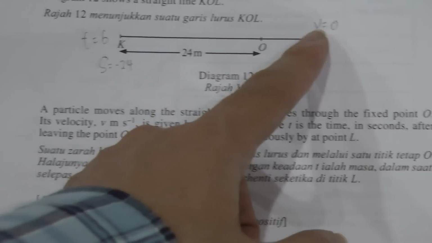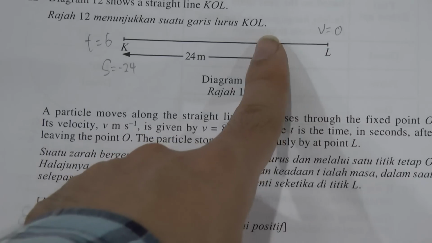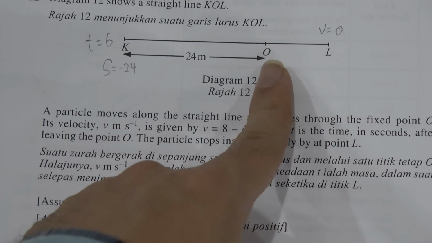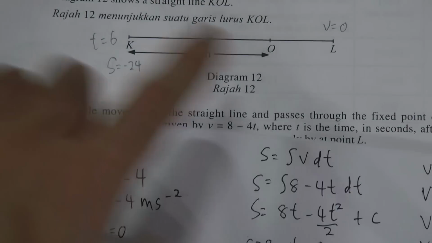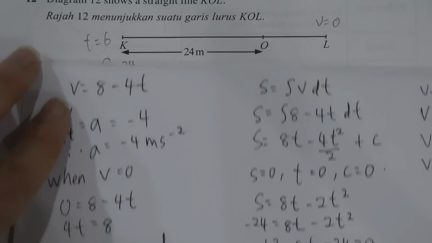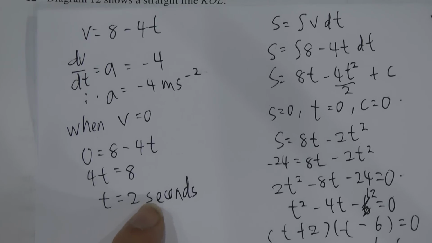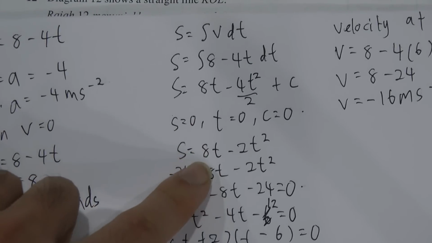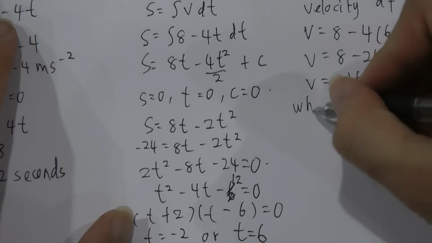We want to find the whole distance here. So of course we have to know what is the distance for OL first. Okay, because O goes to L and then L goes to O and then we go to K. Then we can get the total distance. So in here V equal to 0, we can get T equal to 2. So we substitute T equal to 2 into the S formula, then we can know the distance.